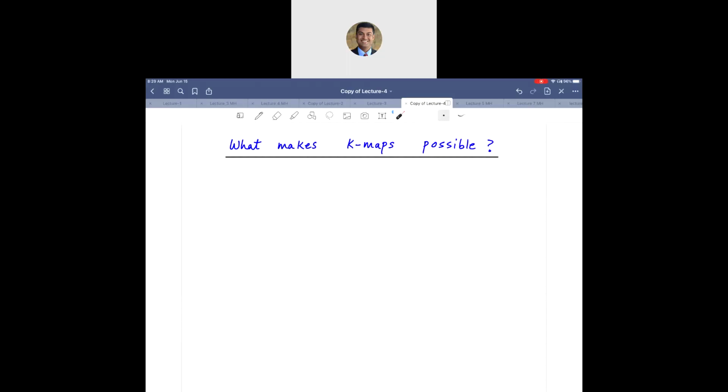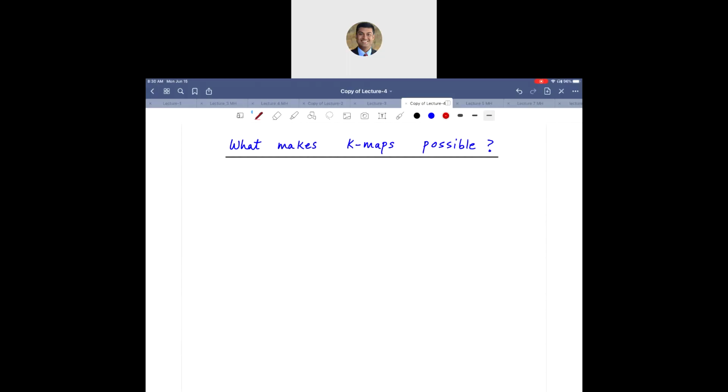Now, there is an underlying Boolean arithmetic behind the question, what makes K-maps possible? So the underlying reasoning is very important to understand, because we can apply that. We can apply that for every K-map simplification that we do.